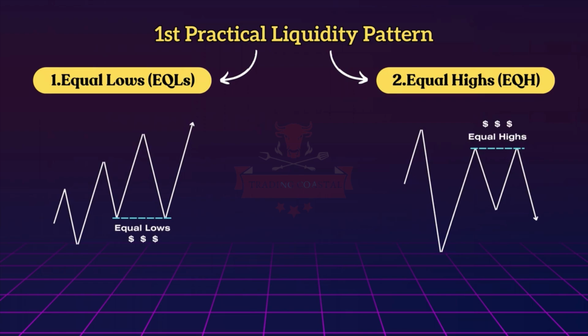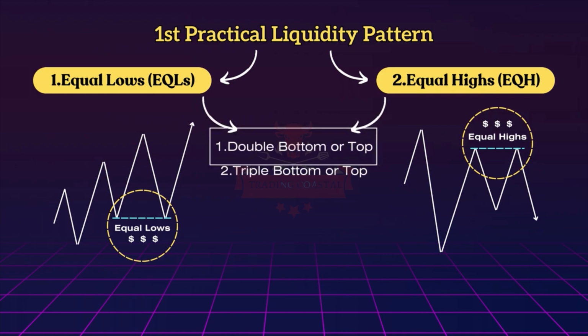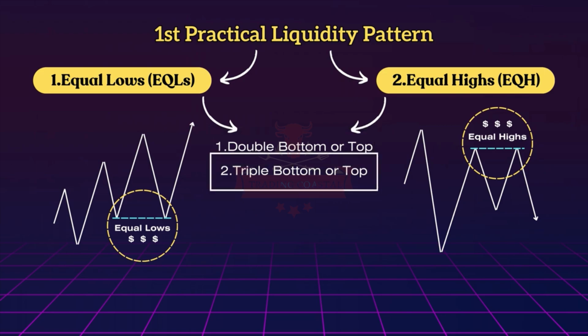equal highs. As the term suggests, when the price establishes internal lows at the same level, we identify it as an equal low. Similarly, when the price forms internal highs at the same level, it's recognized as an equal high. Equal lows and equal highs fall into two distinct categories: double bottom or double top, and triple bottom or triple top patterns. Now let's delve into the specifics of each pattern and explore the psychology behind their formation within the market.